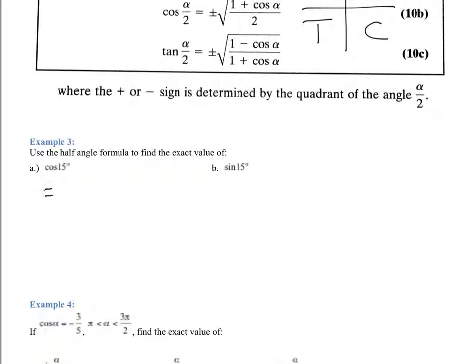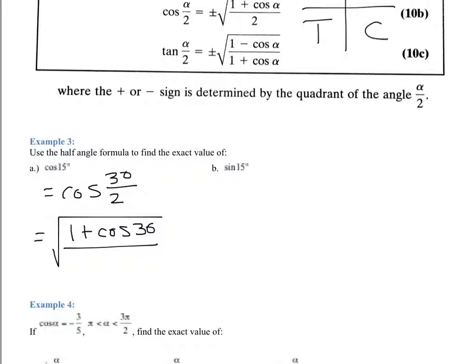Cosine of 15 is the same as cosine of 30 over 2. So we go to the cosine half-angle formula. That's going to be positive. So it's the square root of (1 plus the cosine of 30) over 2. We know what the cosine of 30 is. It's the square root of 3 over 2. So I have the square root of (1 plus the square root of 3 over 2) over 2.